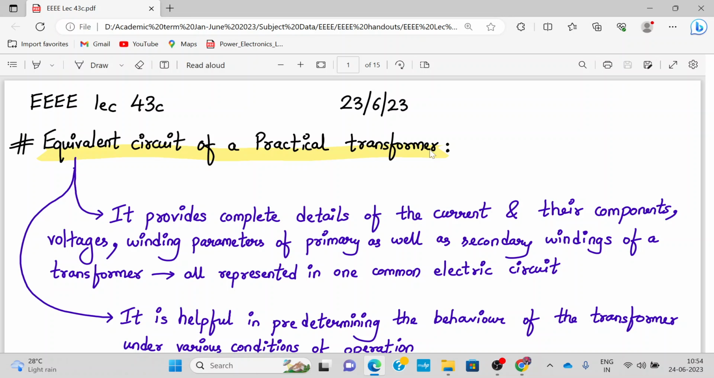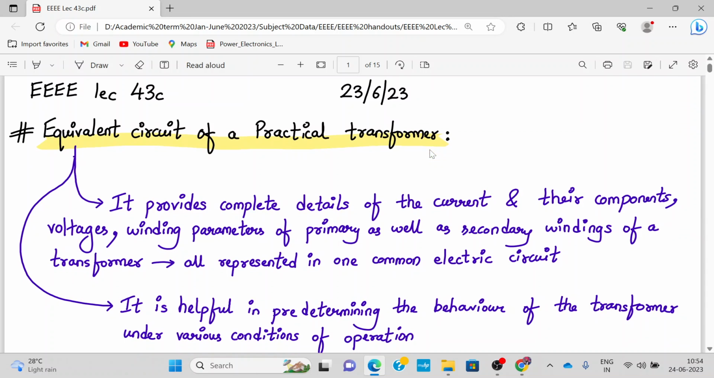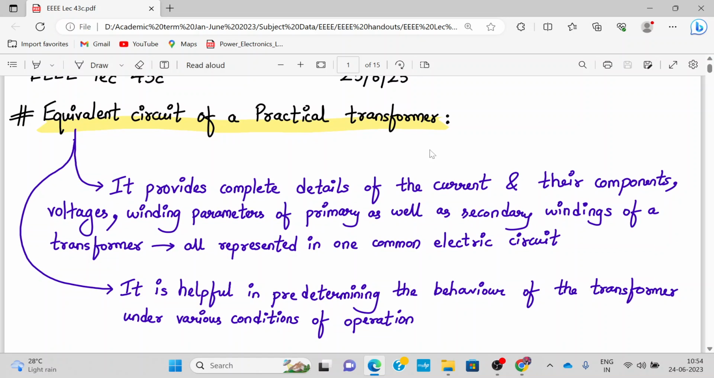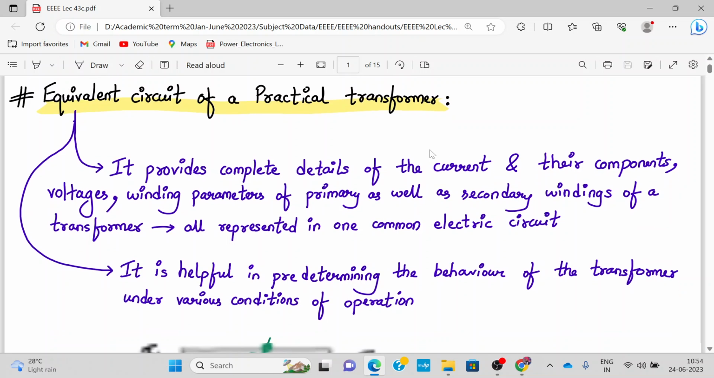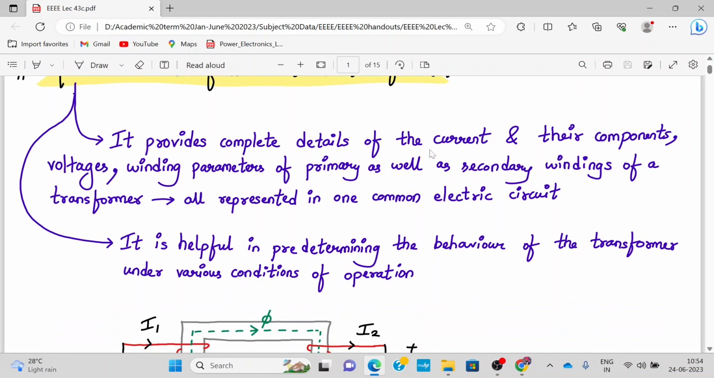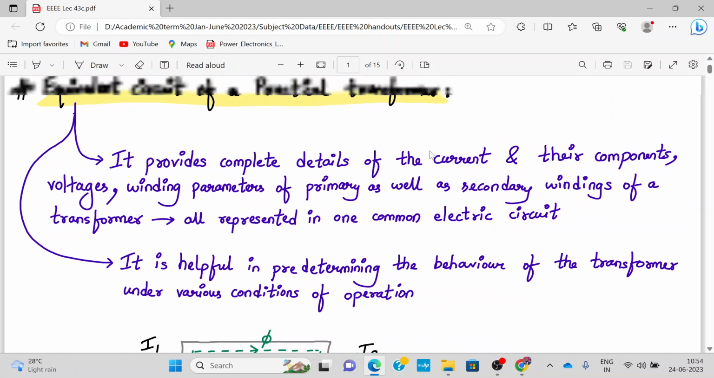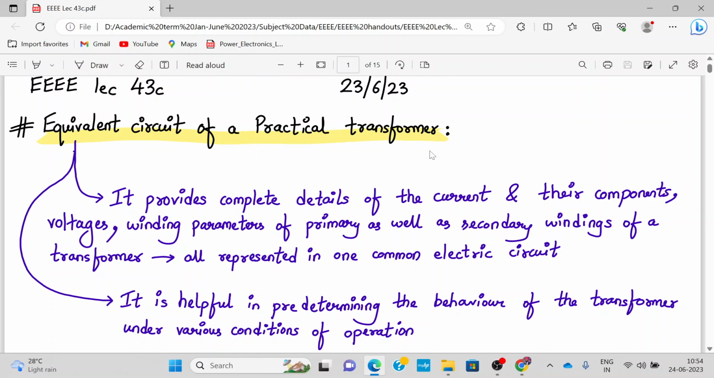Today we are going to discuss the equivalent circuit of a practical transformer. So this equivalent circuit provides complete details of the currents and their components, voltages, and winding parameters of the primary and the secondary winding of a transformer, all represented in one common electrical circuit. It is also helping us to predetermine the behavior of the transformer under various conditions of operation.